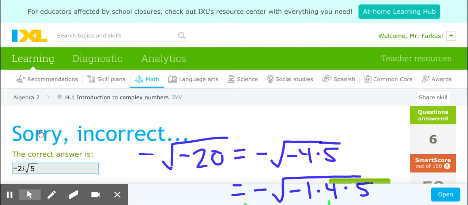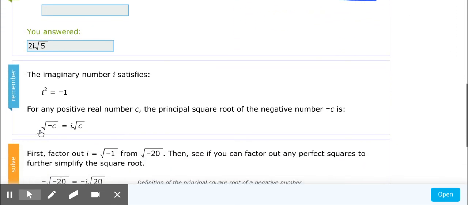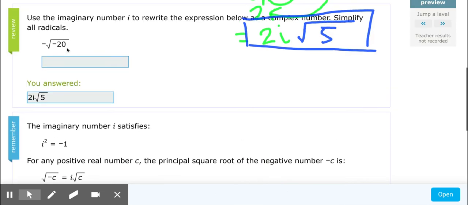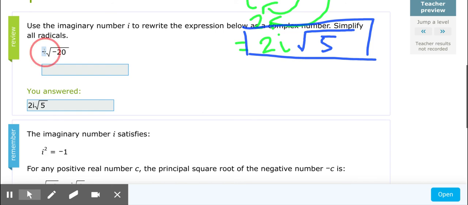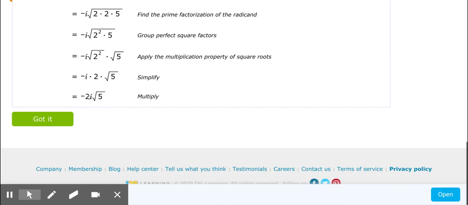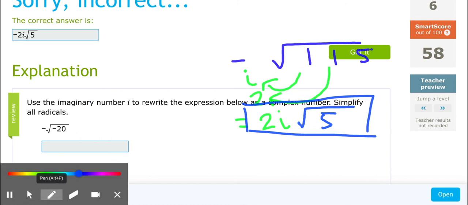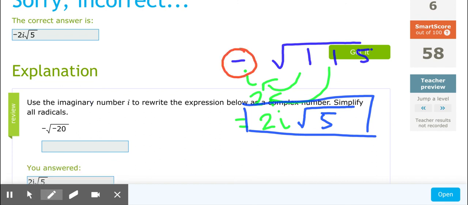Oh, I forgot about the negative sign. If you'll see, I answered 2i times the square root of 5, but there's a negative right here that we forgot about. So the answer probably is negative 2i times the square root of 5. If you'll see up here, we had this negative sign right here that I forgot to bring down at the end. So that's one thing you want to watch out for. It's a very common mistake. Don't worry, everyone makes them. But what's important is that we correct them and we understand why we make them.